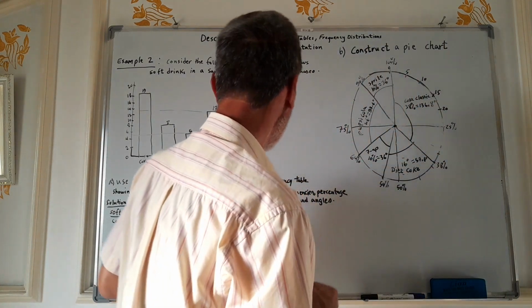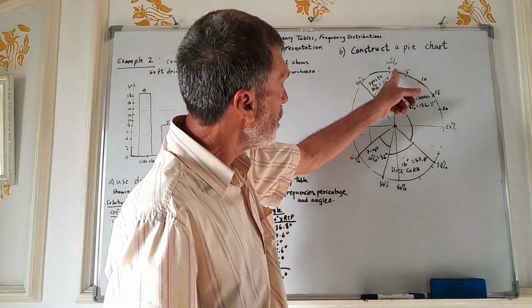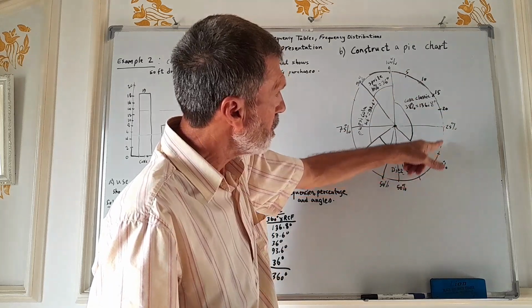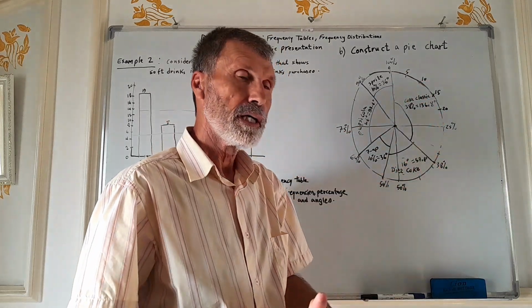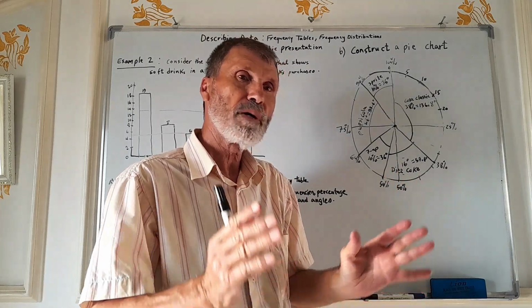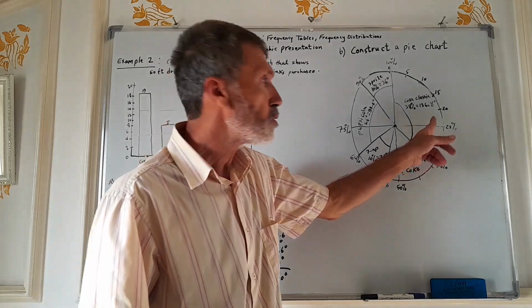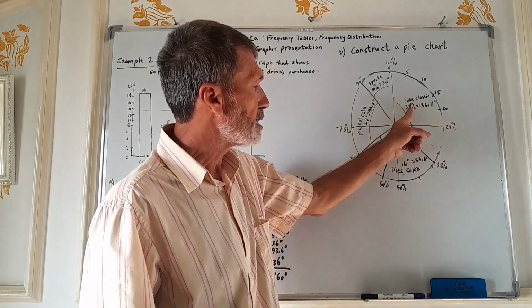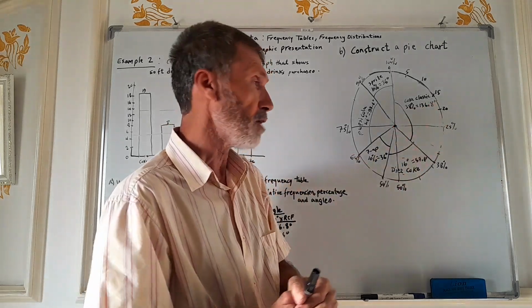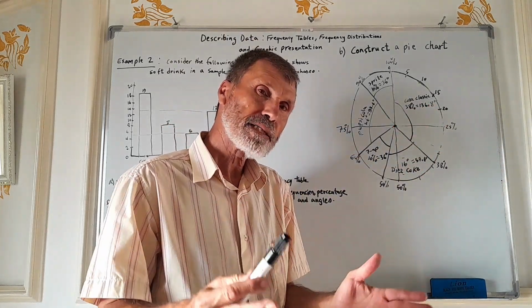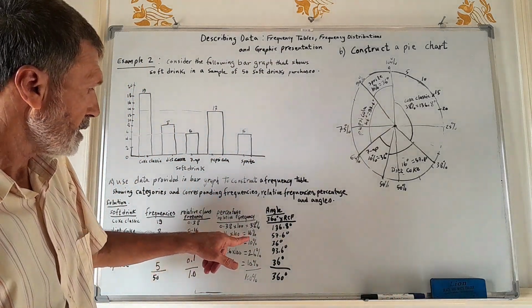Now we draw this slice here from 0 to 38%, that is related to Coca-Cola. The circle consists of many slices. This is the first slice that is related to Coca-Cola, which is 38%, the same as 136.8 degrees.